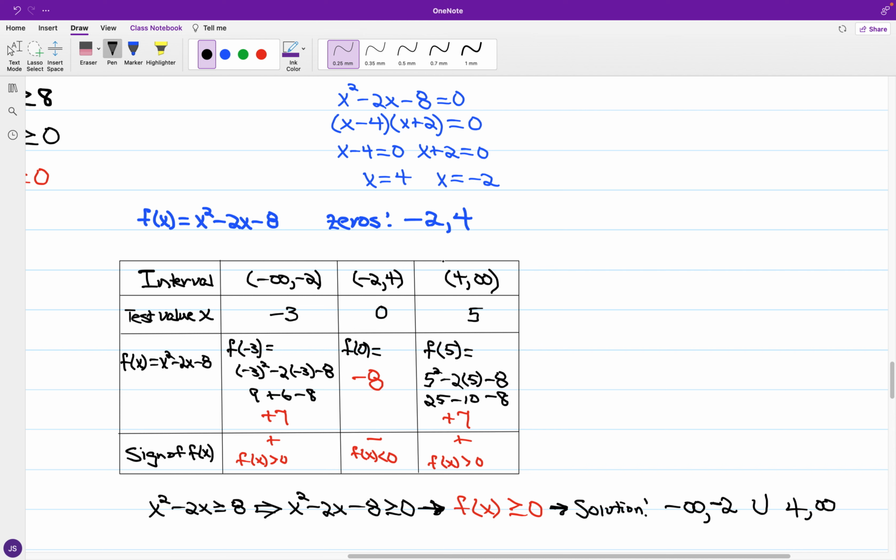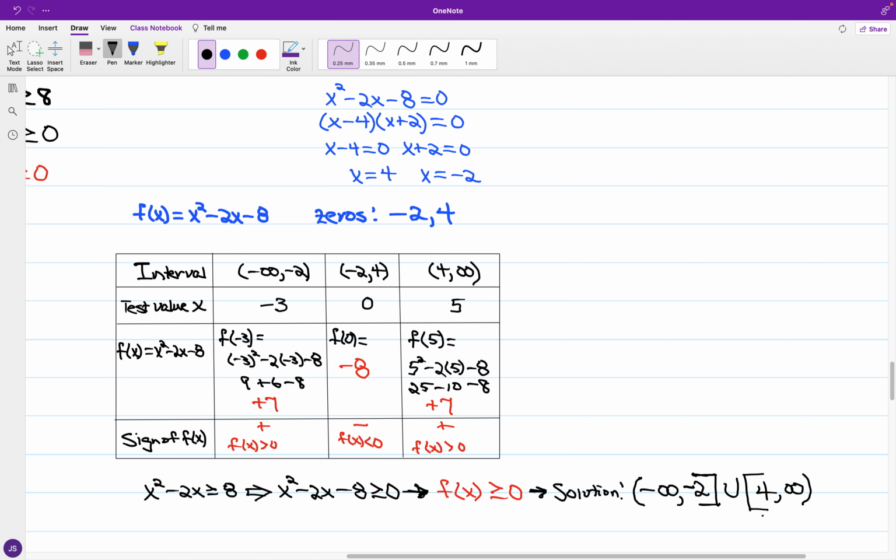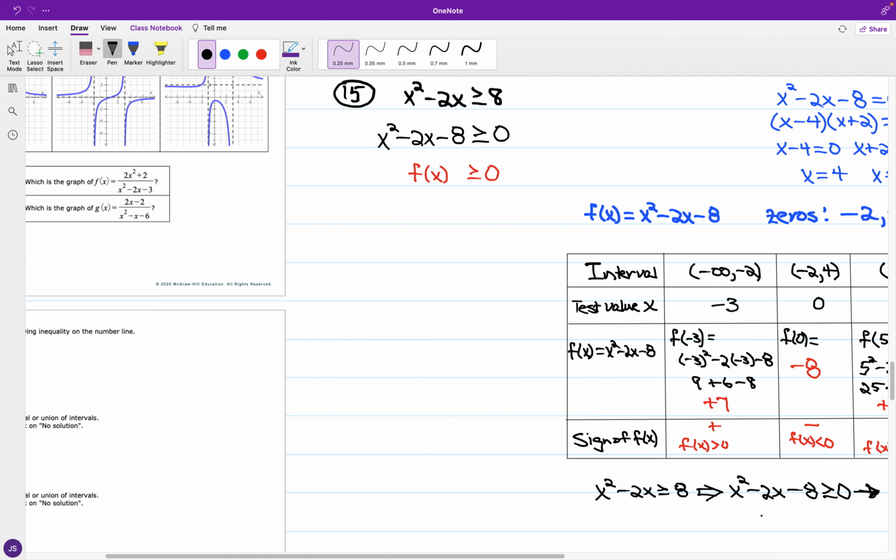And for polynomial functions, these zeros are already in the domain. And infinities are boundless, so you have parentheses still. But with negative 2 and 4, those create the equal to 0 part, and those are included in the solution. So both -2 and 4 will be bracketed, and that will be your interval solution for this inequality that we have in number 15.